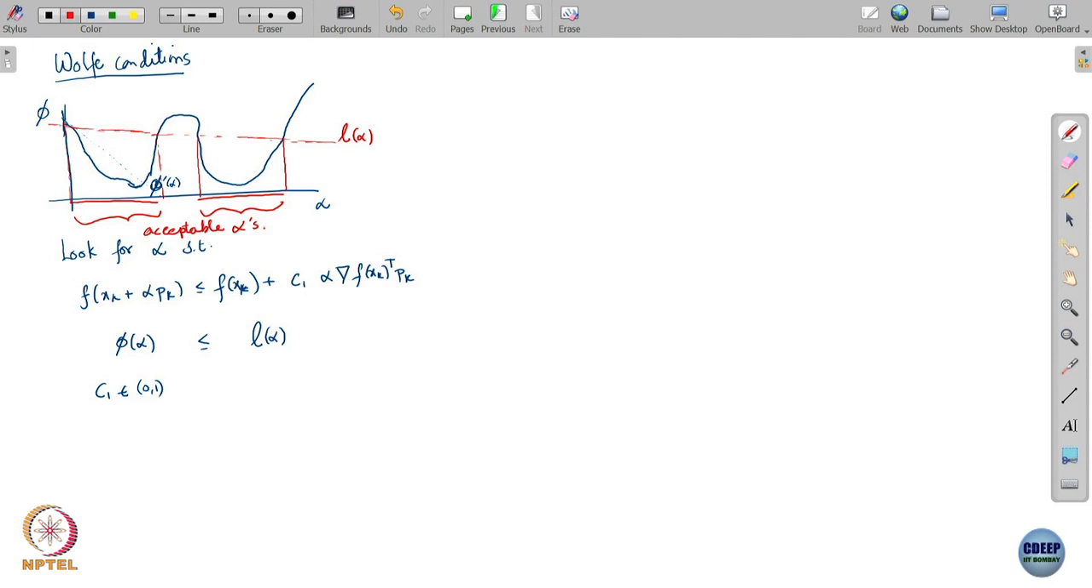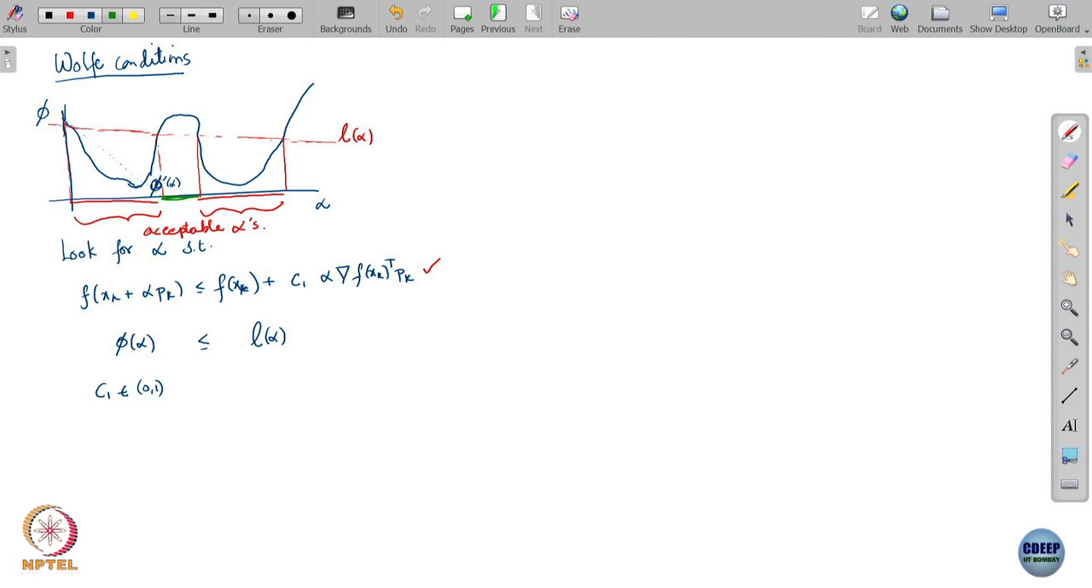Now, if I impose this condition, effectively what it is saying is, I am going to accept my alpha once this inequality here, once the Wolfe condition here, is satisfied. Now, what this does is, it does one good thing. It prevents regions like this green region. If you look at this green region, what's happened here is that the function is now certainly increasing, and it makes no sense to pick that large an alpha.